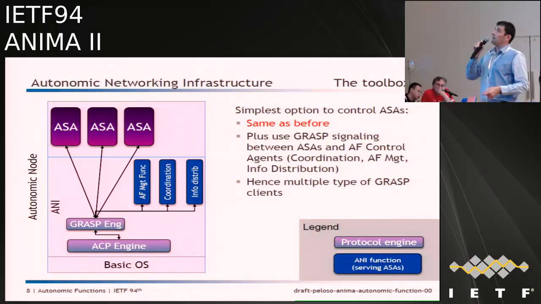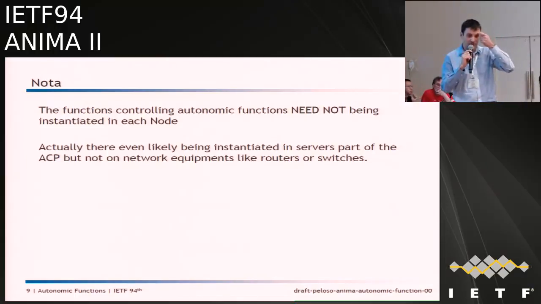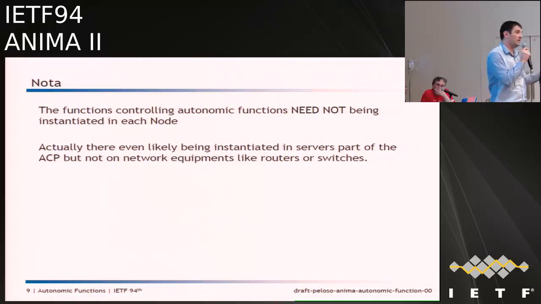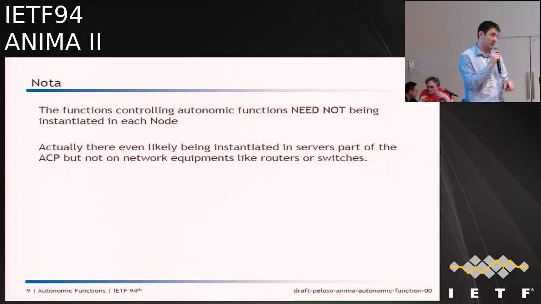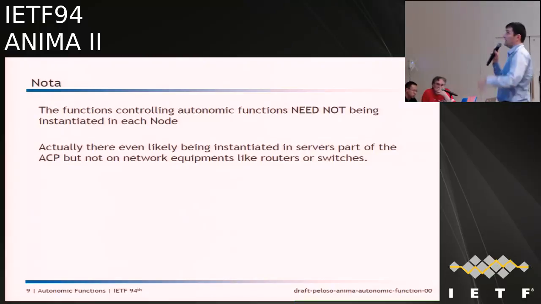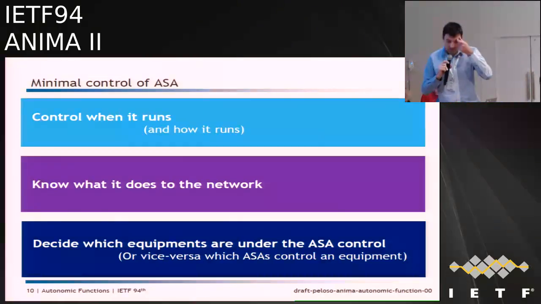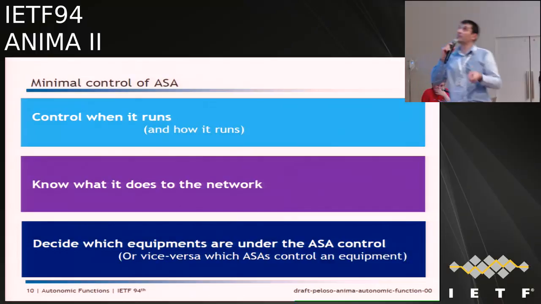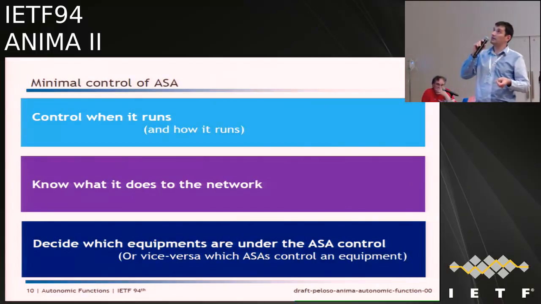Next slide, please. One thing, just a short disclaimer: this meta management function need not be present in every autonomic node. They may be present only on some autonomic nodes because there's no need to have one per ASA. They are shared, there are commonalities between them. So next slide. Now let's concentrate on the three features of controlling the ASA.